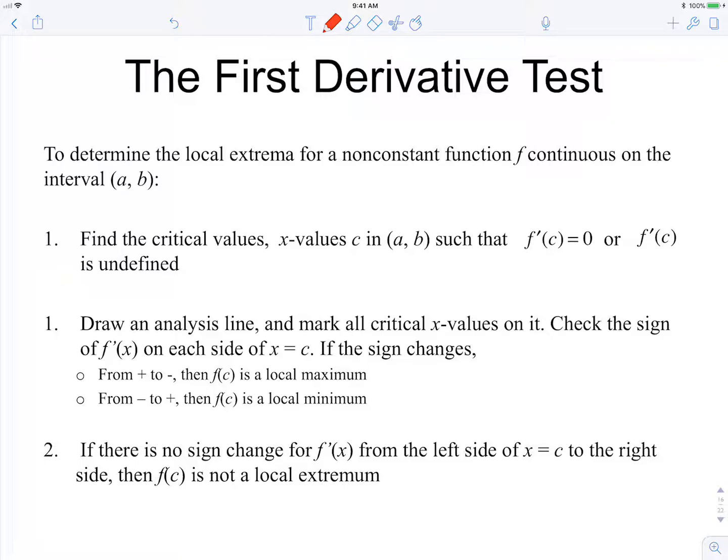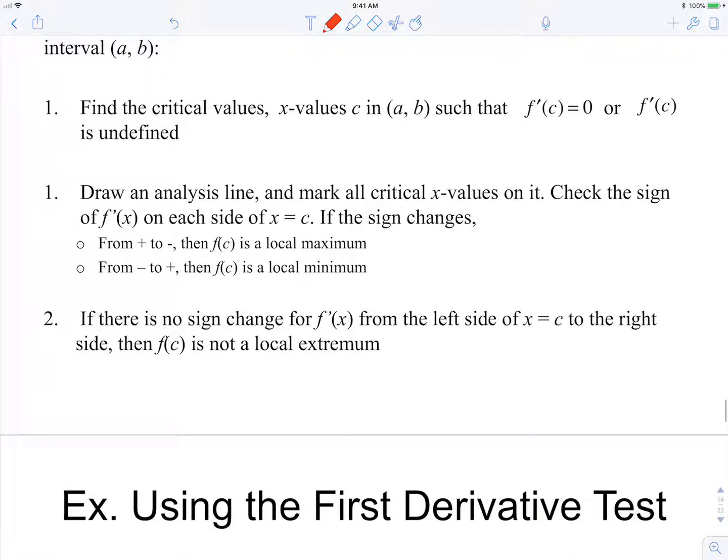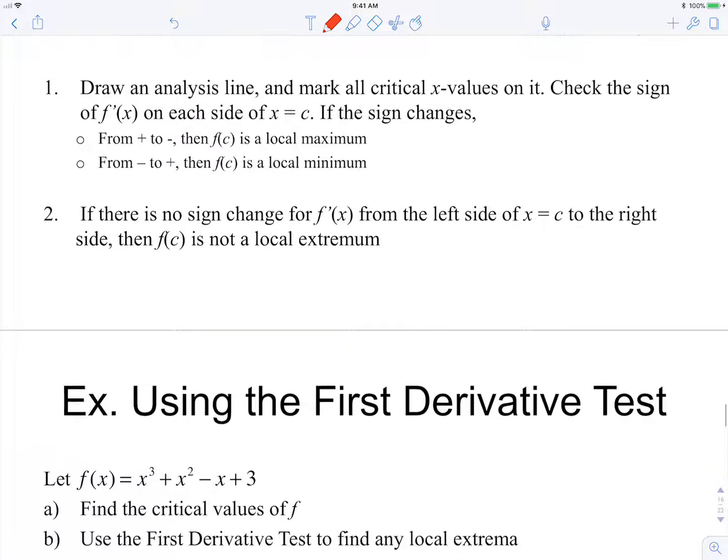When it goes from increasing to decreasing, we know that there is a local maximum at x equals c, and f of c is that local maximum. Or if the function goes from decreasing to increasing, then f of c is the local minimum, and x equals c is the location of that local minimum. If there's no sign change, then f of c is not a local extremum, and x equals c is not the location of a local extremum.